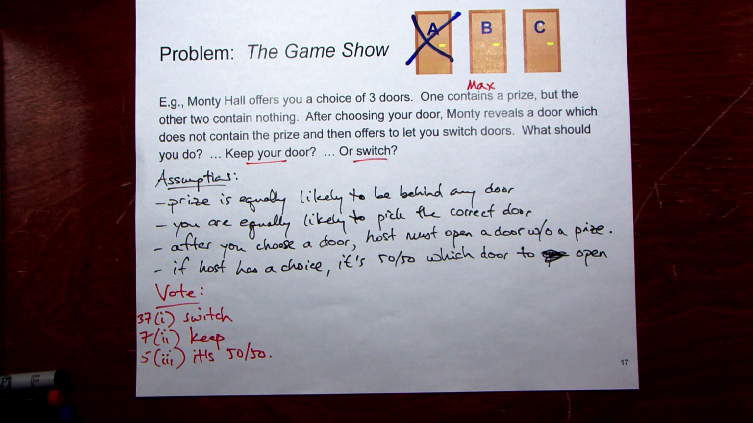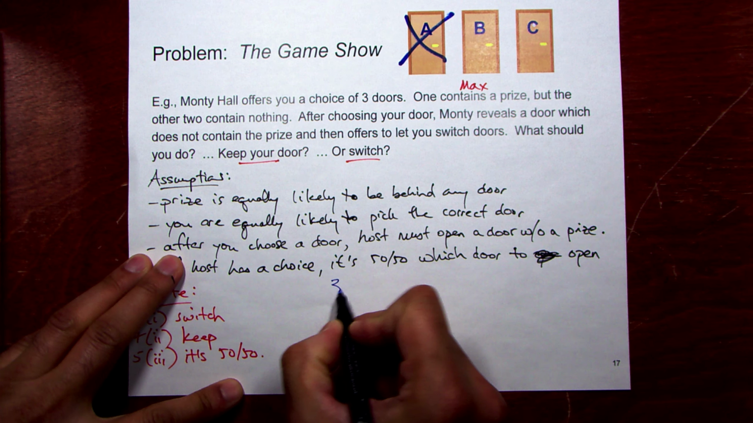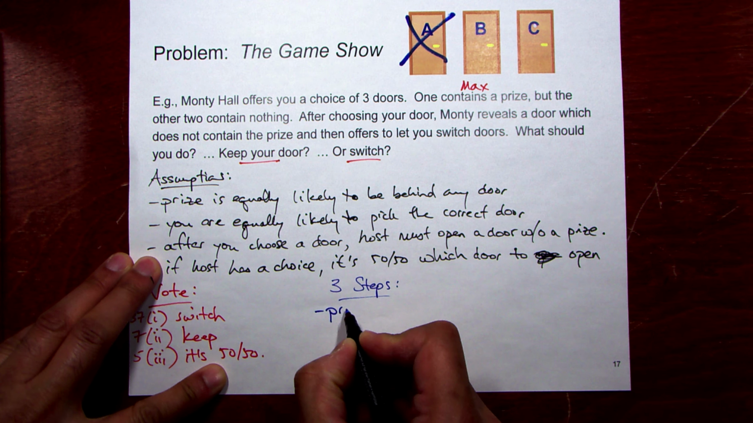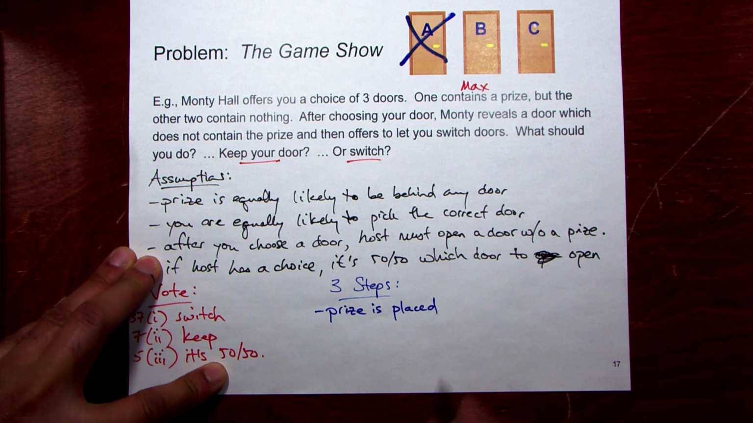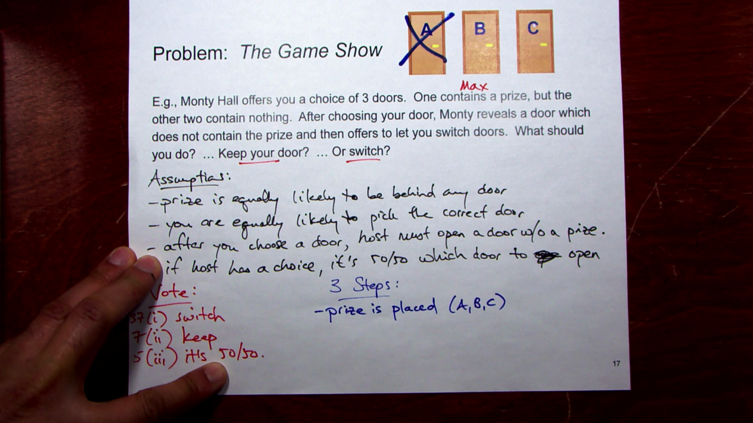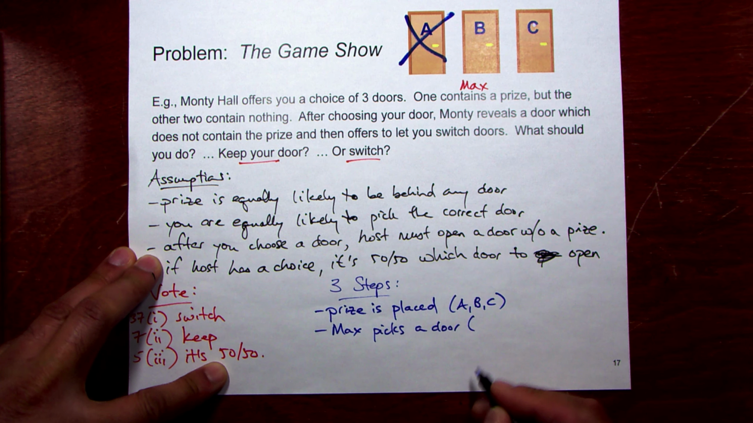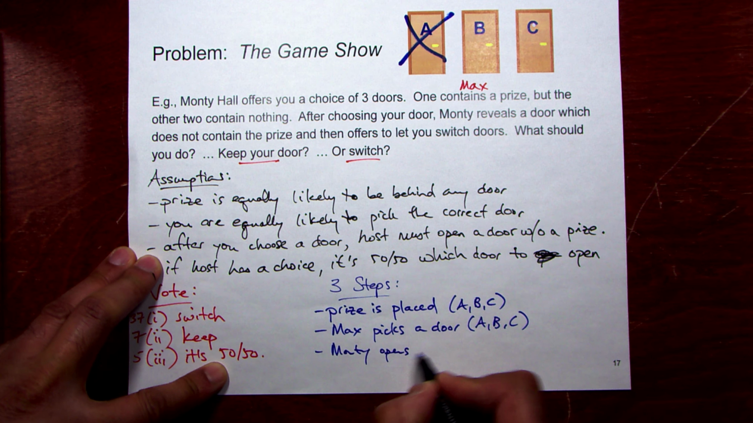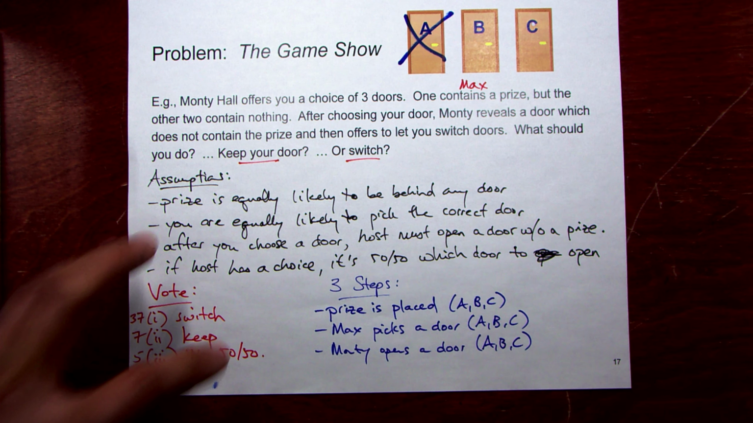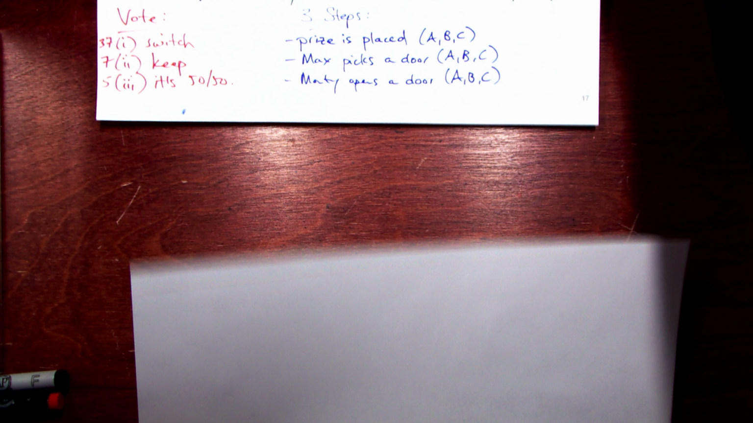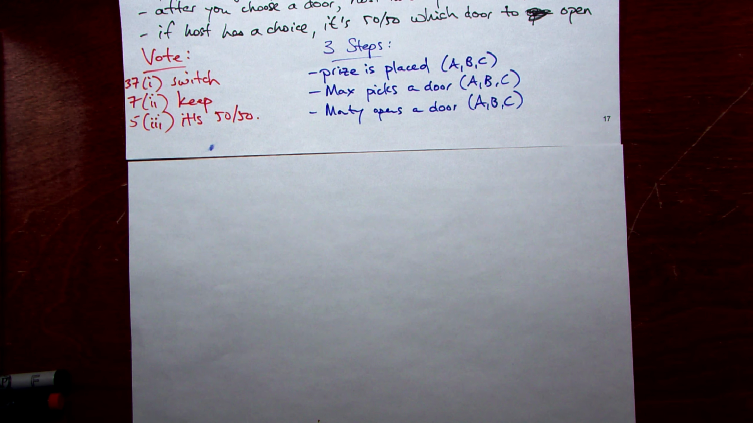All right. Before we open the boxes, let's do the math, shall we? Okay, we're going to draw a very big probability tree. Very big. Okay, there are 3 steps. The prize is placed. There are 3 places where it can go. Max picks a door. And Monty, me, opens the door. Okay, so it's going to create a triple, an ordered triple.